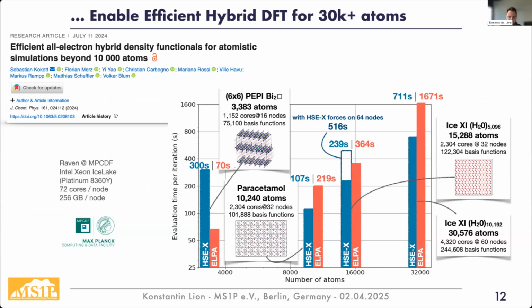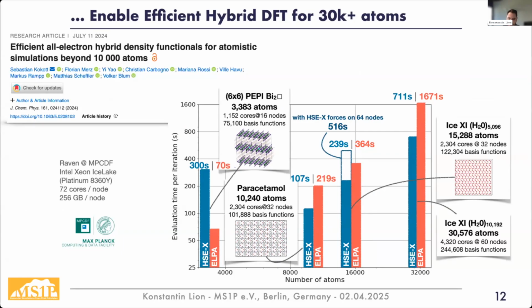So you can really see it's hybrid perovskites, it's a paracetamol supercell, and then you see on the right side, both of these plots are larger ice supercells. So the largest cell that was simulated is an ice supercell with over 30,000 atoms. So that's almost 250,000 basis functions, which was able to be run on just 60 CPU nodes. So I think that's already quite amazing.